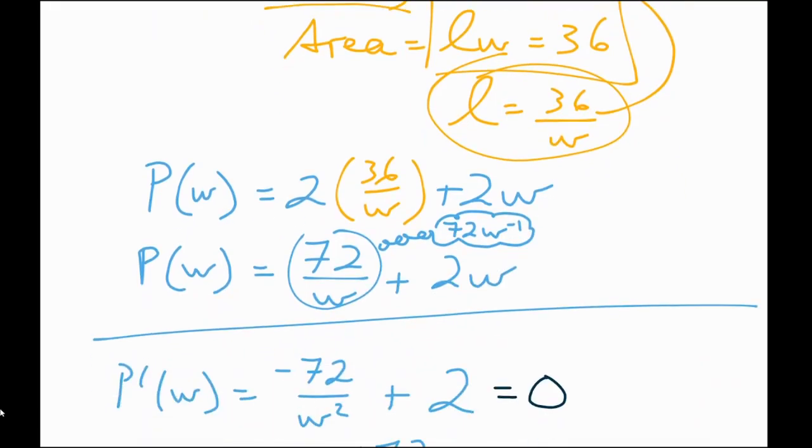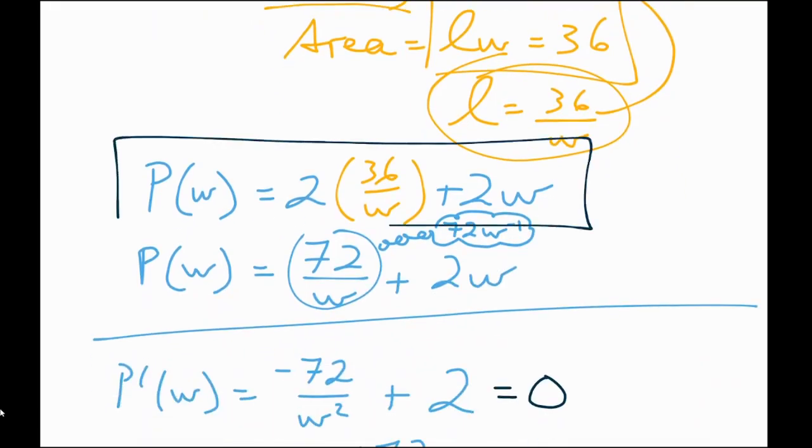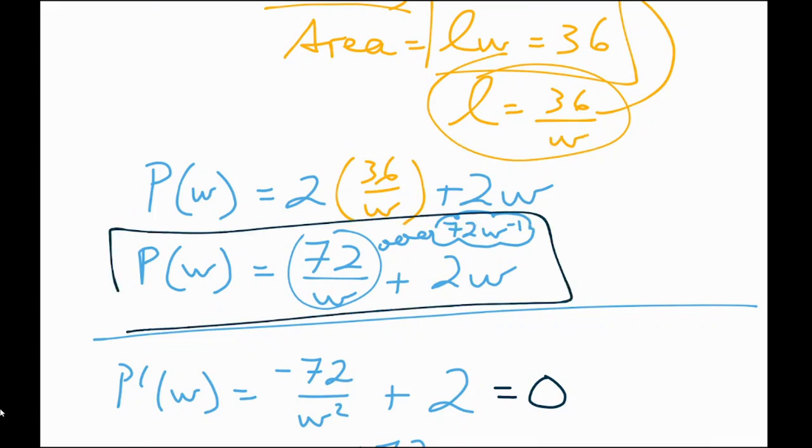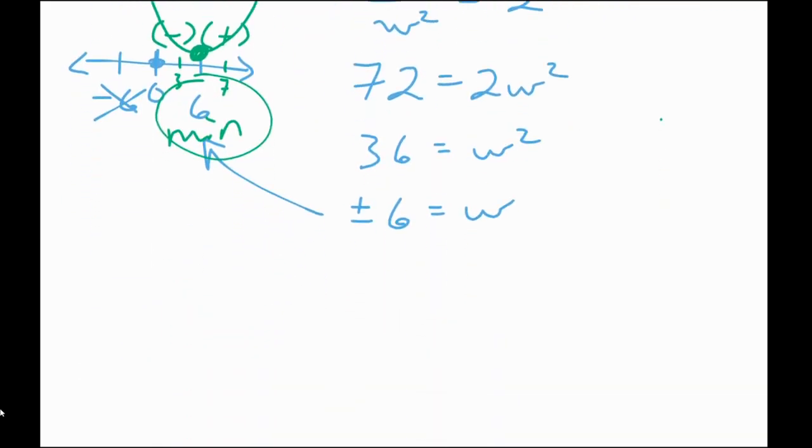Or you could plug it back into your substituted perimeter equation. You know, your one where it was only in terms of W. So either is going to work. I want you to see that, if you just kind of follow the idea of plugging back in, then we can plug back into our perimeter equation. It had just W. It was the one that was written as 72 over W.